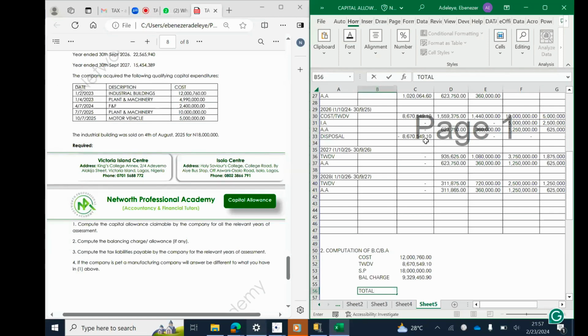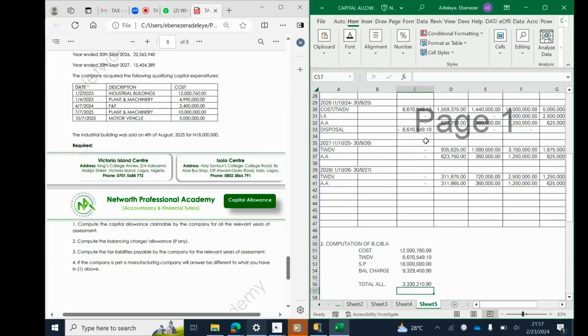So how do you get the total allowance that the asset has enjoyed? All you have to do is just to say the cost of your asset minus the tax written down value. It gives you the total allowance from inception that the asset has enjoyed.